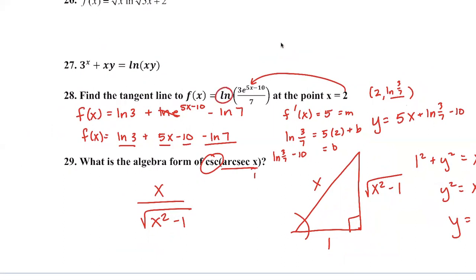Oh, yeah. So remember with tangent line, your first thing is find your derivative. Find your slope, and you're finding your slope by plugging in the x value. And then find b, and then write it as y equals mx plus b.